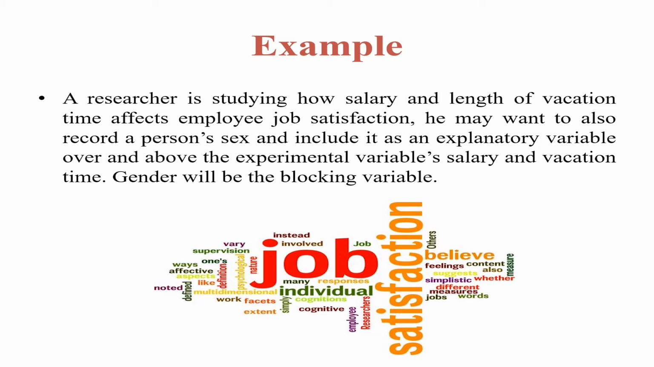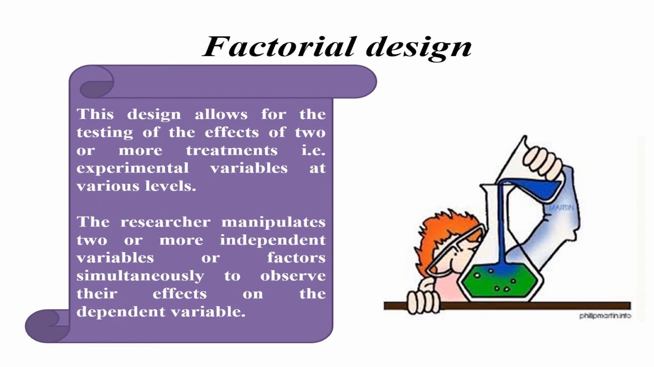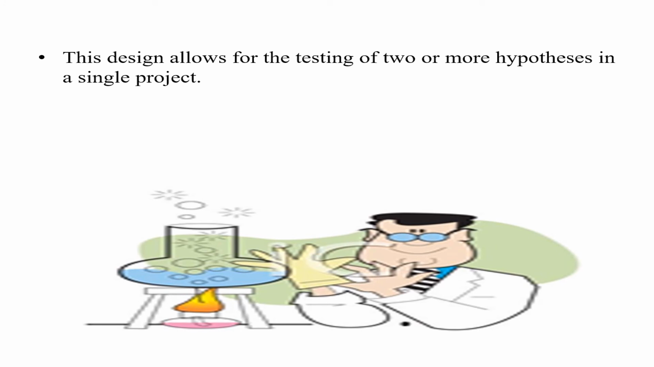The third, that is the factorial design. This design allows for the testing of the effects of two or more treatments, that is, experimental variables, at various levels. The researcher manipulates two or more independent variables or factors simultaneously to observe their effects on the dependent variable. This design allows for the testing of two or more hypotheses in a single project.